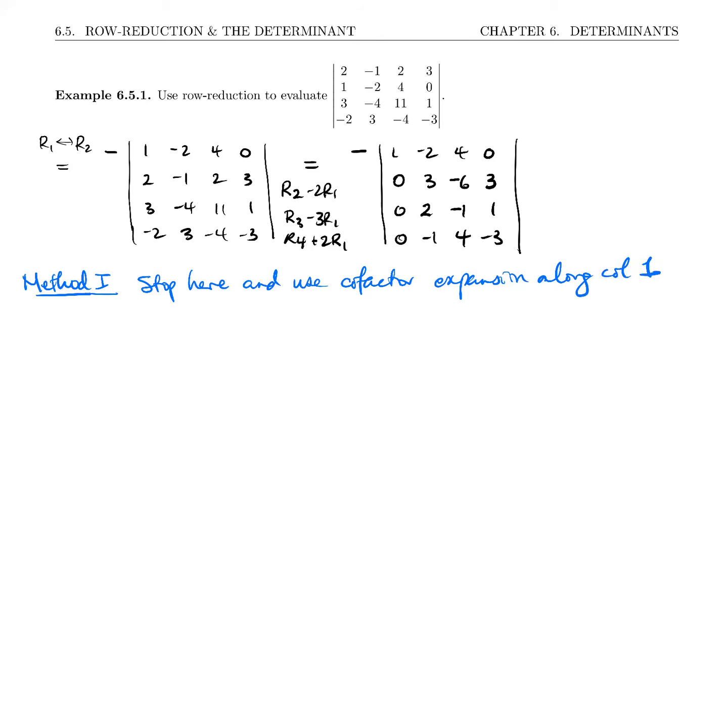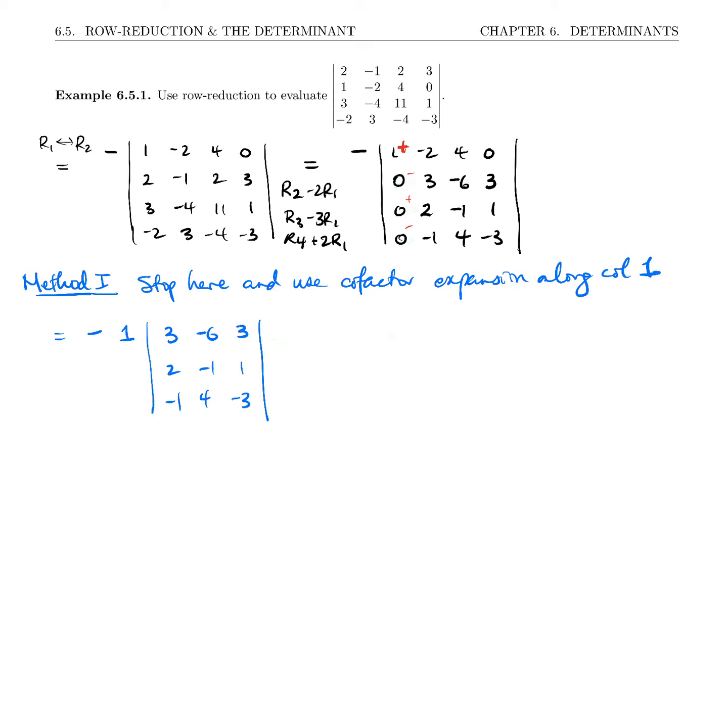If we do that, we need our grid of plus and minuses. The top left is always plus. So plus, minus, and those zeros really don't make any change for us. So we're going to have the negative that's on the outside, and then we have 1 times the determinant of this 3, minus 6, 3, 2, minus 1, 1, and minus 1, 4, minus 3. Now, plus, minus 0, plus 0, minus 0, right? I'm not going to write those.